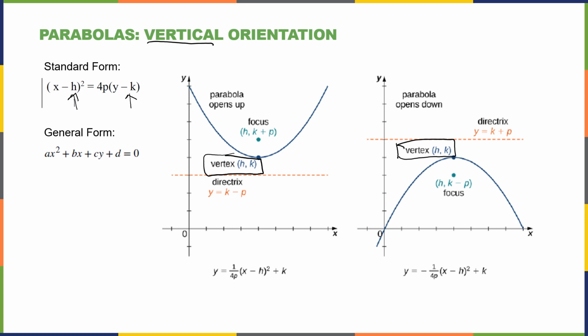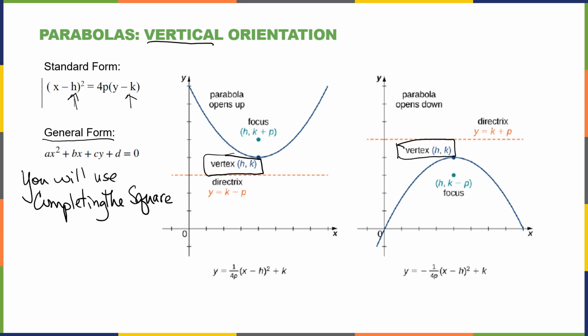However, sometimes parabolas are given to you in general form, ax squared plus bx plus cy plus d equals 0. In this instance, you will use completing the square to write the equation in standard form and then proceed from there.